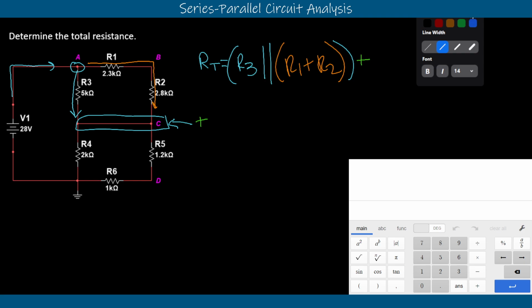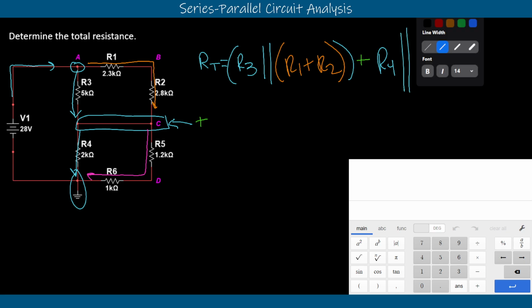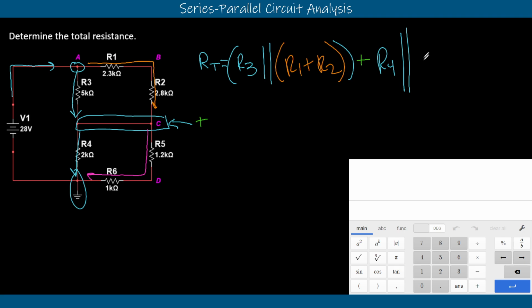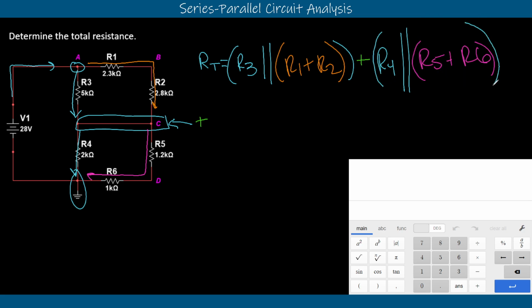As we continue on, we'll see that we have a couple more options here. We can go down through the R5, R6 branch, or we can go down the other pathway through the R4 branch to ground. And so we can write those two out, and we can say that we have R4 in parallel with the other side there, which is our R5 and R6. Again, I like to put a little parenthesis around there to remind myself to put those in, as well as around this other R4 combo here, R4 in parallel with R5 and R6.